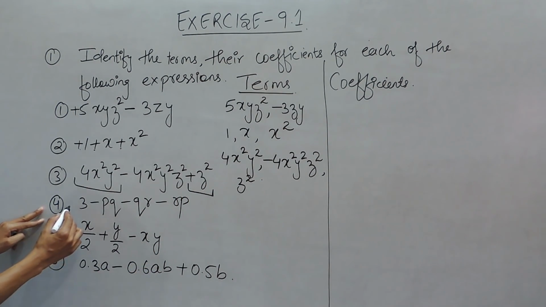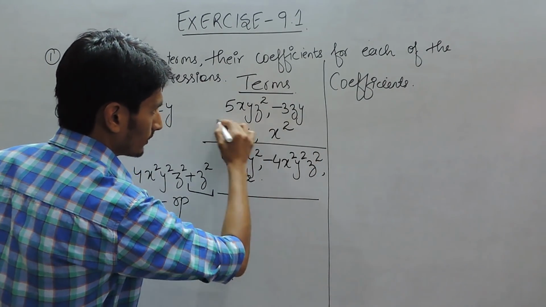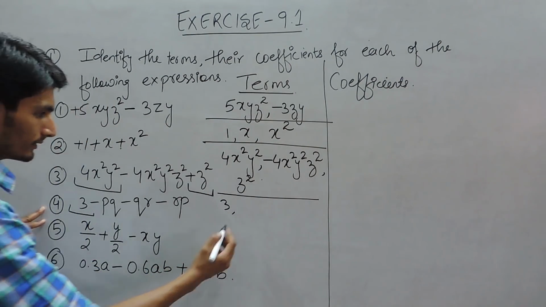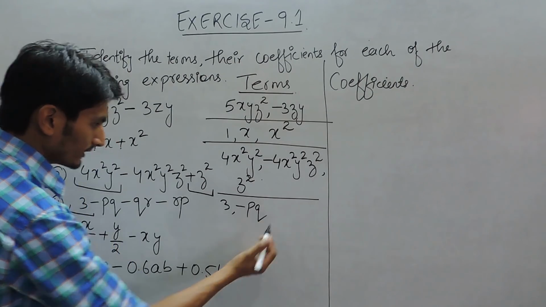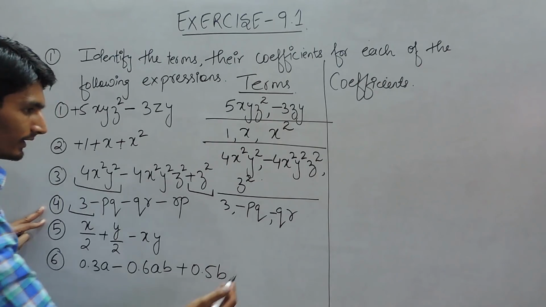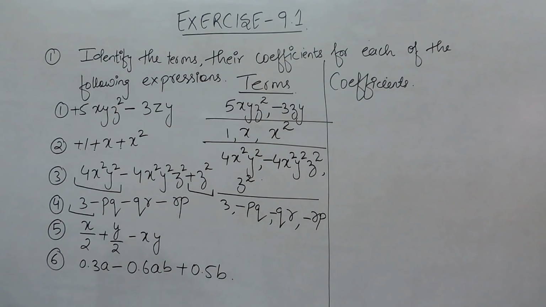In question number 4, this should be the first term. So in question number 4, 3 should be one term, minus PQ should be another term, minus QR should be another term, and the last one should be minus RP. And you can easily find the terms in question number 5 and question number 6. In question number 5, this should be one term, this should be another, and this should be the last term. And again in question number 6 we have three terms.